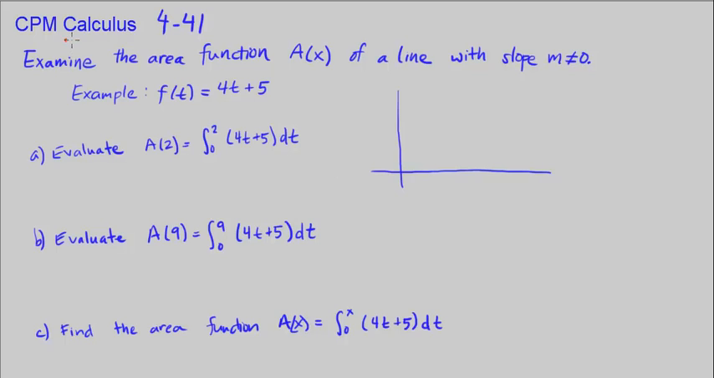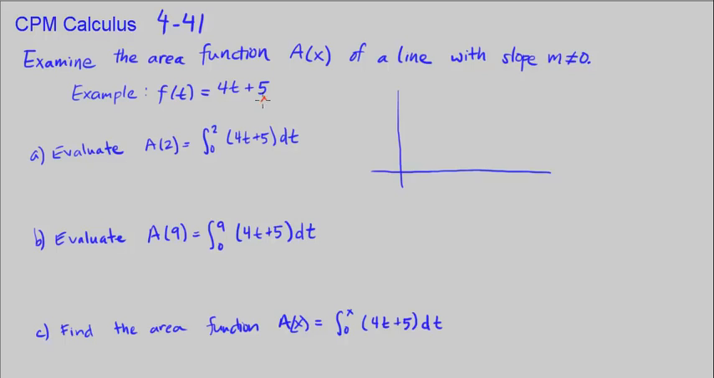This is CPM Calculus Chapter 4, number 41. So what if our function f of t is not a constant function? Examine the area function A of x of a line with slope m not equal to 0. So it's not going to be a horizontal line, it's going to have a slope, right? So here's the example: f of t is equal to 4t plus 5.